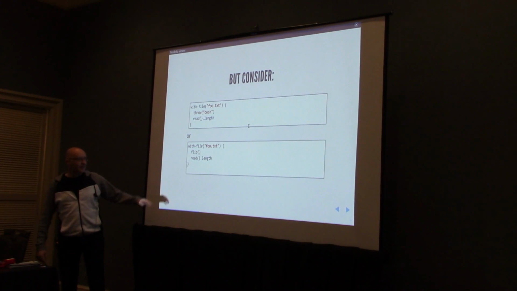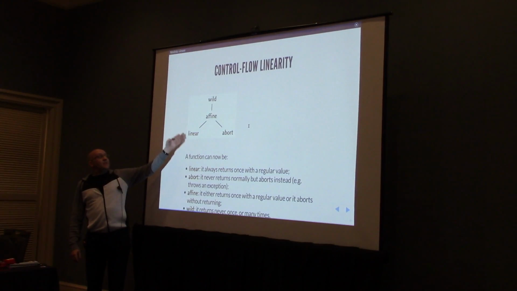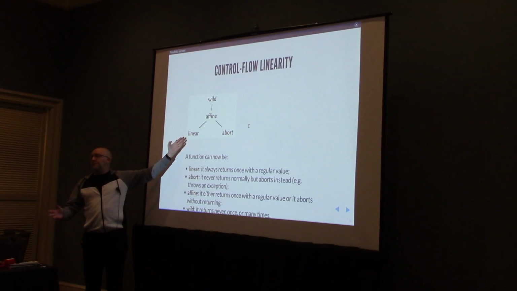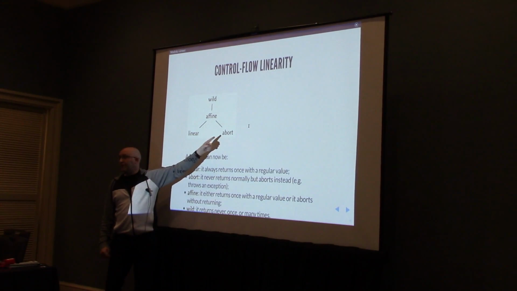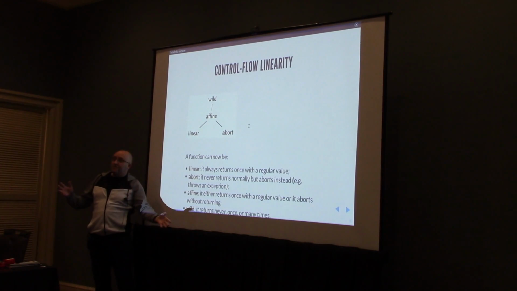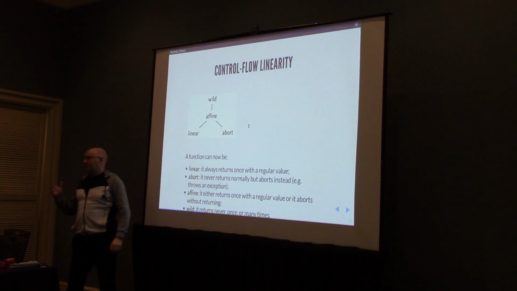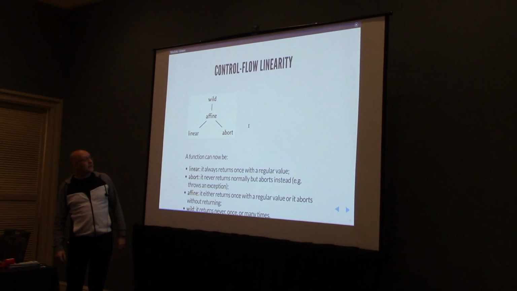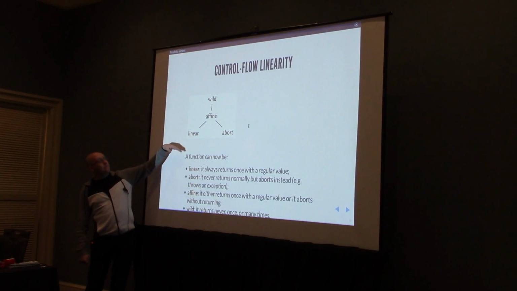So I want to get a grip on that. We say linear things are such that if you call the operation, it comes back once, guaranteed. Nothing else. If it's abort, then if I call the operation, it will never come back. Affine: maybe it comes back, maybe not, but at most once. And then wild is ambiguity: maybe never, maybe twice, maybe five times. Completely out there. So these form a kind of little lattice that we can join upon.